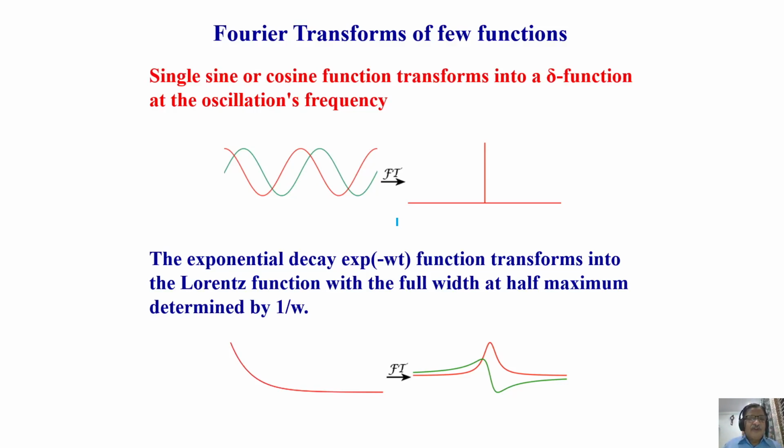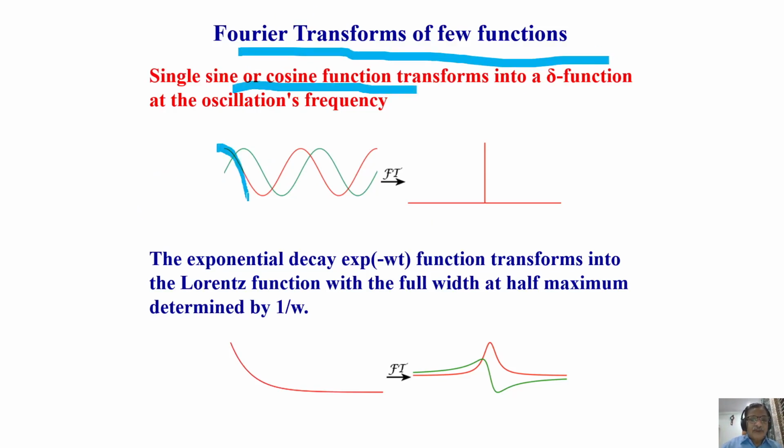What is the time domain function? If you know their boundary conditions, you can work out and find the Fourier transform. You can do the Fourier transformation of all the functions. Let us say I have a single sine or cosine function. This is a cosine function, and this is a sine function starting from the origin. If I do the Fourier transformation of these functions individually, you get a delta function.